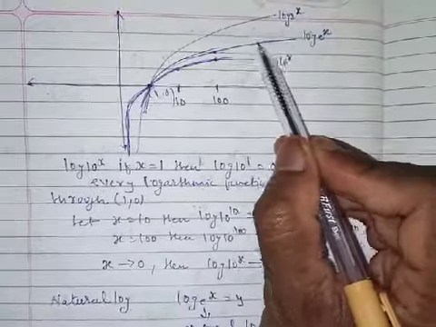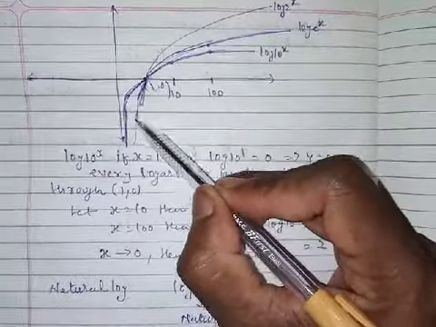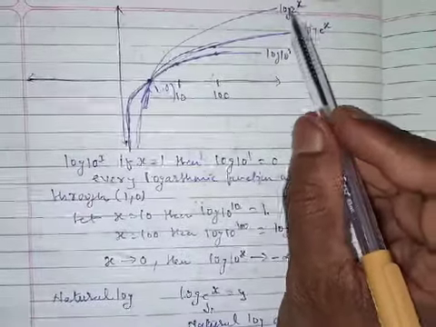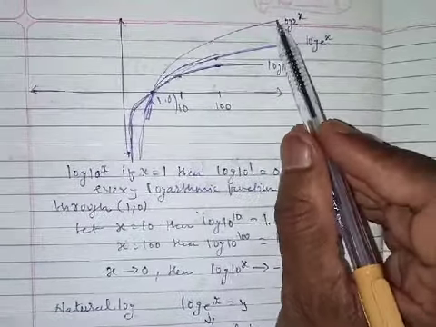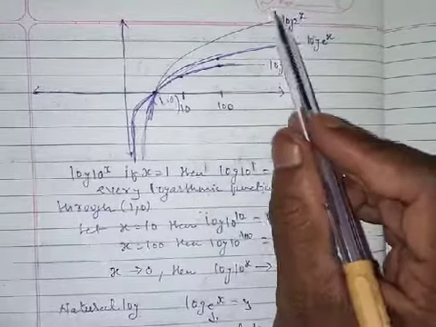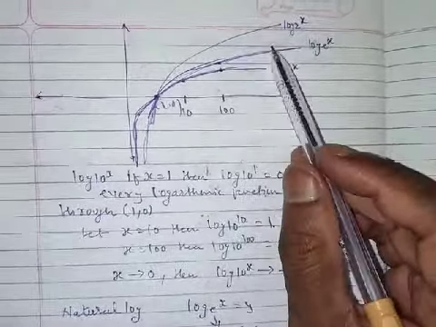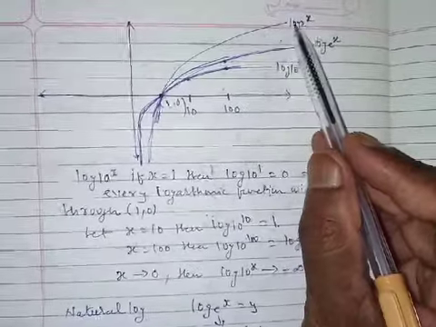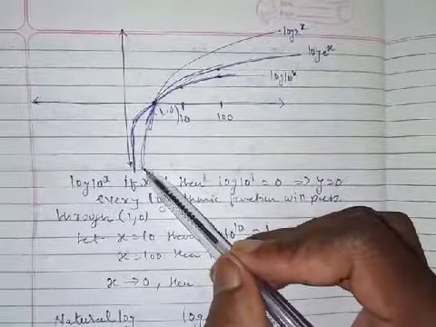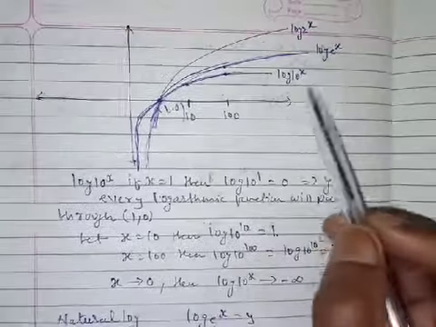See from here. We'll take log 2 raised to x. As the base decreases, the logarithmic function graph will become more curved upside. So log 2 raised to x will pass through this one. Okay, understand?